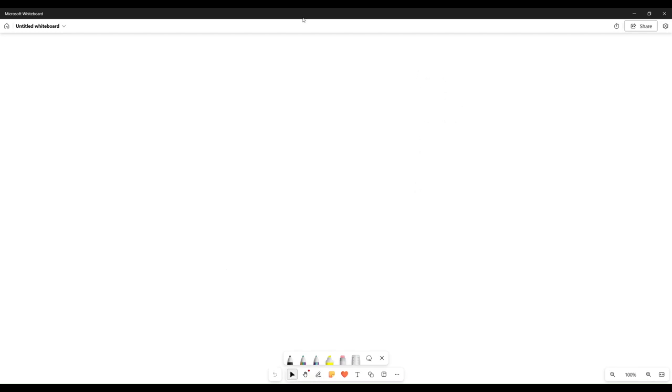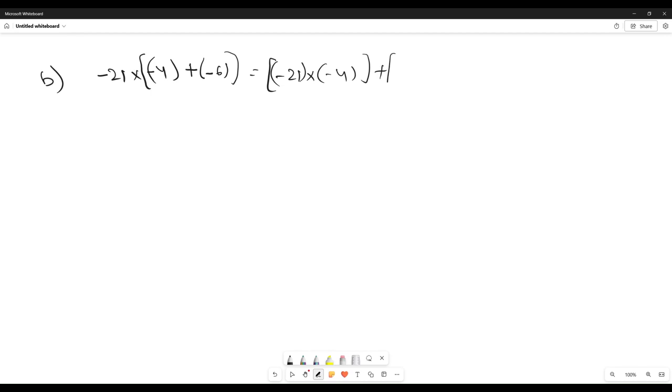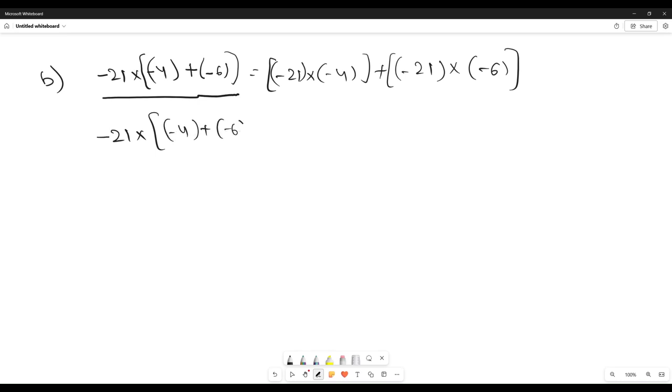And the second sum, in the second Roman. Minus 21 into minus 4 plus minus 6 is the first part. The second part is minus 21 into minus 4 plus minus 21 into minus 6. So let's simplify the first part. Minus 21 into minus 4 plus minus 6, right?